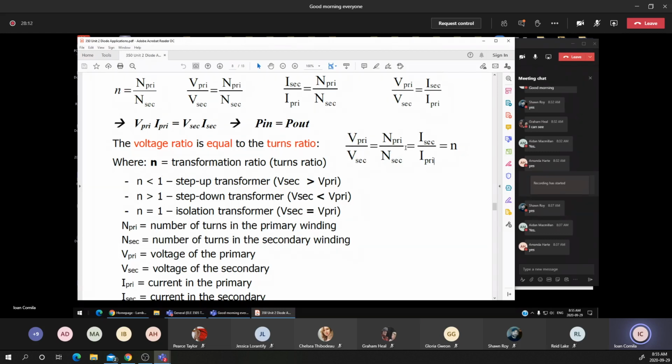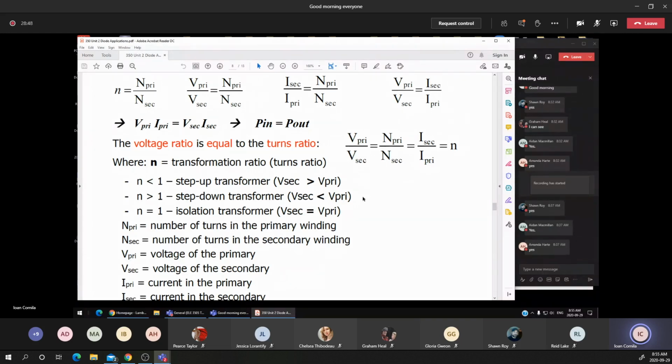If the number of turns in the primary winding is greater than the number of turns in the secondary winding, or in terms of voltage, the voltage in the primary winding is higher than the voltage in the secondary winding, which means that N is less than 1. What does that mean? That's a step-down transformer: the secondary voltage is less than the primary voltage, or the other way around, the primary voltage is greater than the secondary voltage.